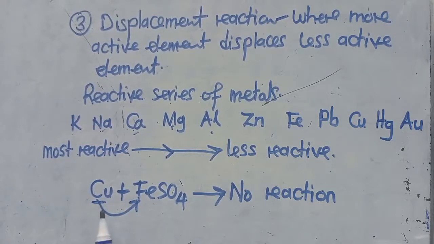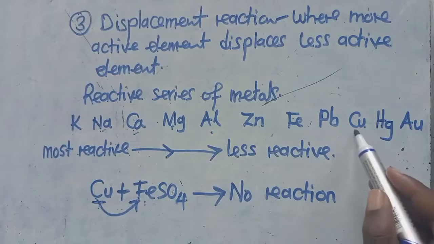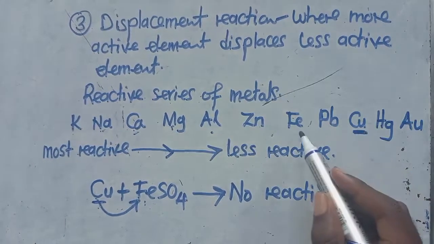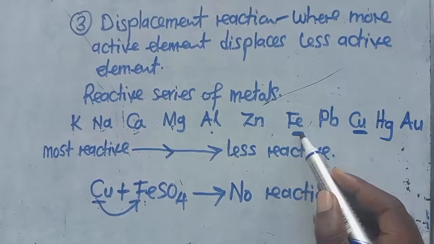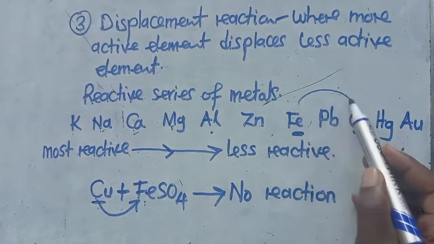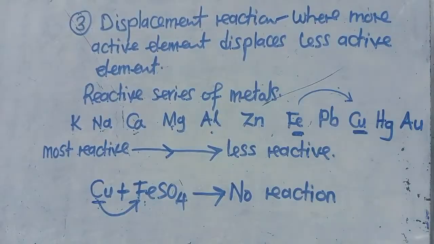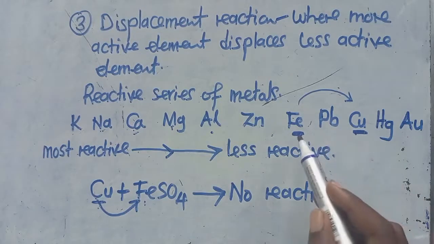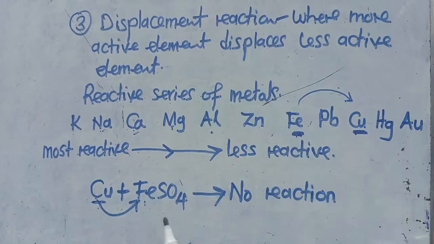Since this is a displacement of metals, this copper is less reactive than iron, which means that copper cannot displace iron. Have you seen where copper is? Copper is here. Have you seen where iron is? Iron is here. So this tells you that iron is more reactive than the copper. So copper cannot displace iron, and this type of reaction does not exist.